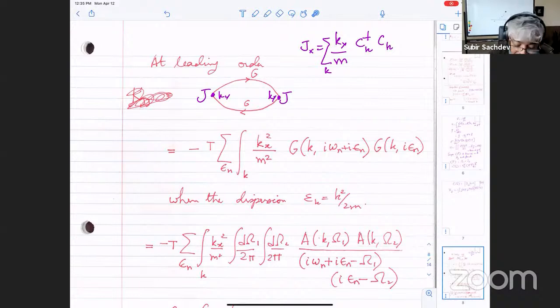There are some other terms that you do have to worry about in many cases, even at leading order, and the book does a more careful job about these terms. But there are terms like this.